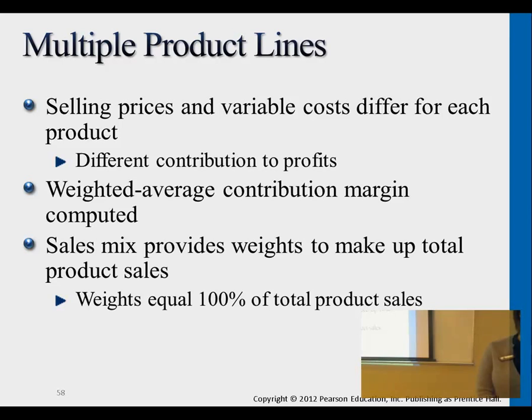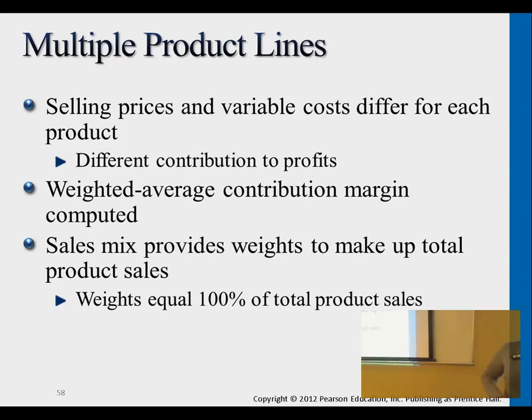So when we have multiple product lines, I skipped one, sorry. Like I said, most companies are going to have more than one product. And so selling price and variable costs are going to differ from one to another. And we need to account for that. So we will have different contributions to profits because we have several product lines. So what we're going to do is learn how to calculate break-even accounting for multiple product lines.